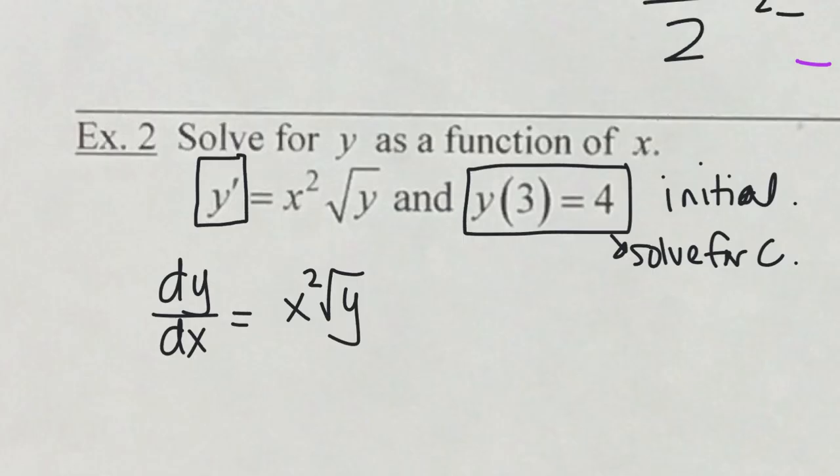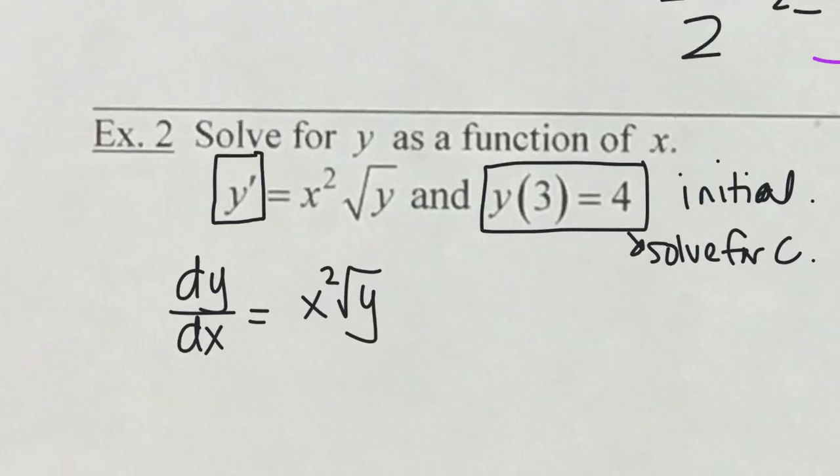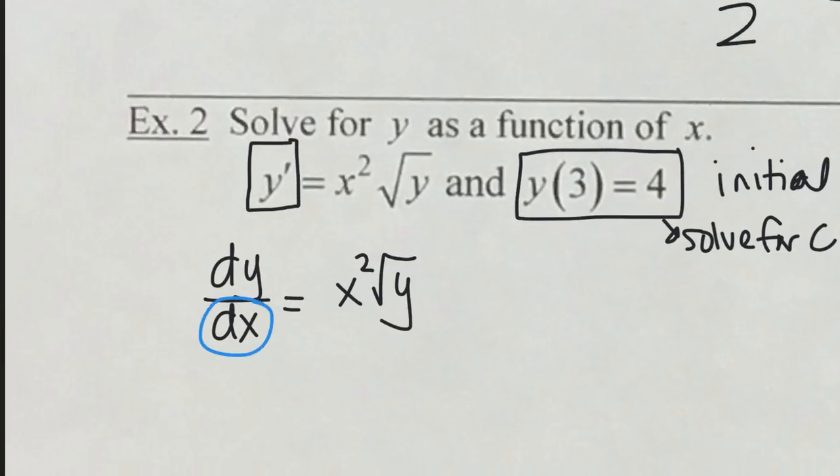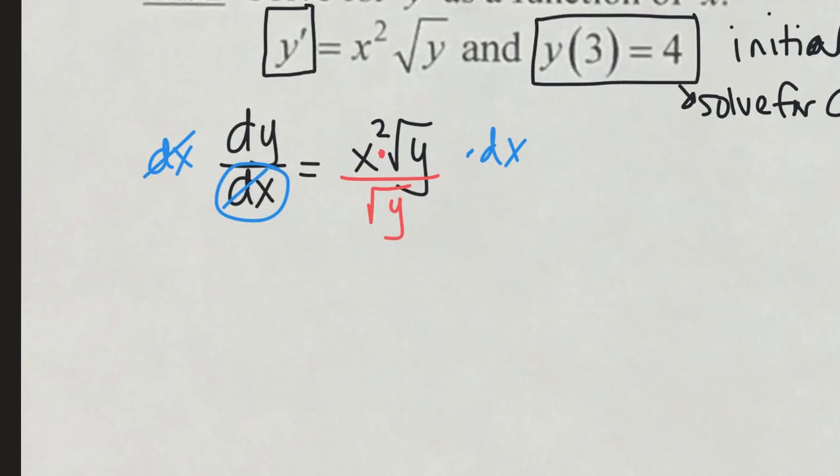We're going to separate our variables. First, we multiply both sides by dx, and we divide both sides by the square root of y, because this is x squared times the square root of y. So our equation looks like dy over root y equals x squared dx.